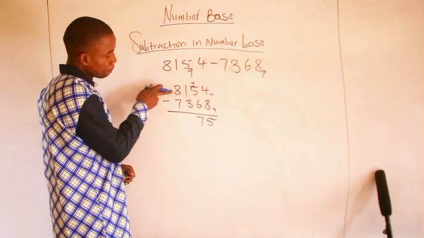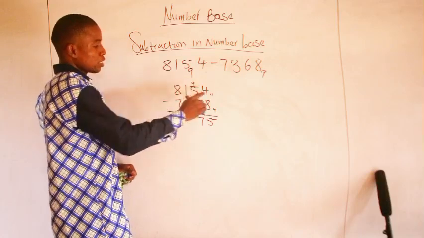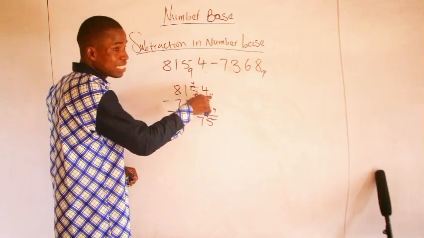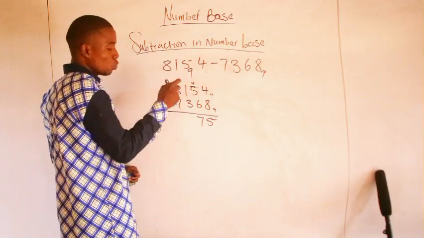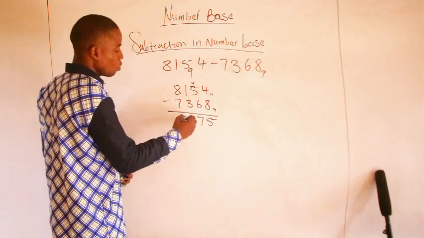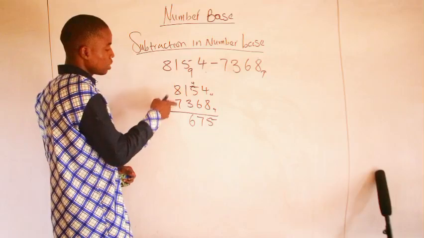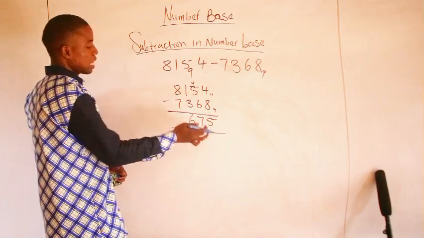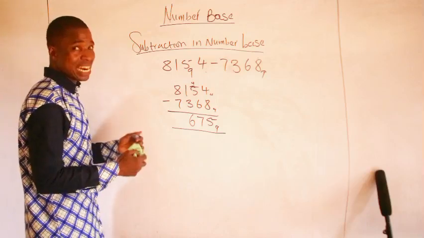Borrow 1 from here, join to this place. It will turn to 9. When you are borrowing 1, it will turn to 9 and plus 0, making 9. 3 minus 9, what? 6. And this one remains 7. This one minus this, 0. That's the answer, base 9. Very simple. Let us look at the binary number. Binary number is base 2.